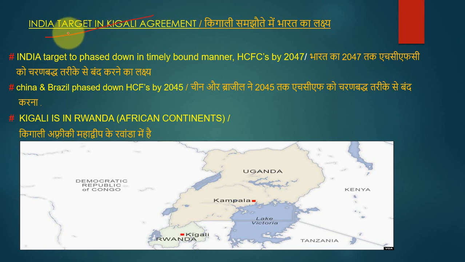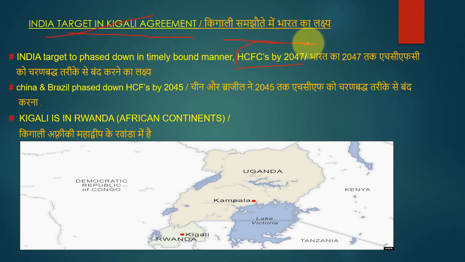India's target in the Kigali Agreement. Kigali समझौते में भारत का लक्ष्य. This is an important fact also, friend. You have to remember कि इंडिया का टारगेट क्या है किगाली एग्रीमेंट. Now, India targets to phase down HFCs in a timely bound manner by 2047, friend. This is an important fact for all of you.